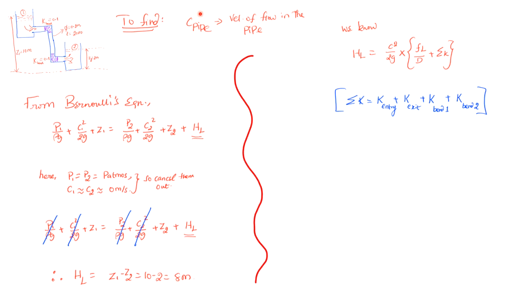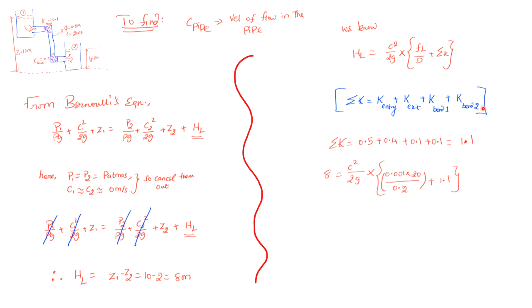So what are the losses that we have here? We have the entry loss, exit loss, and we have two bends, 1 and 2. So these are the losses. If I add them all together and substitute in the equation, entry loss is 0.5, exit loss is 0.4, and bending loss are 0.1. So I get a value of 1.1. All that I do is I just substitute everything that we know here.